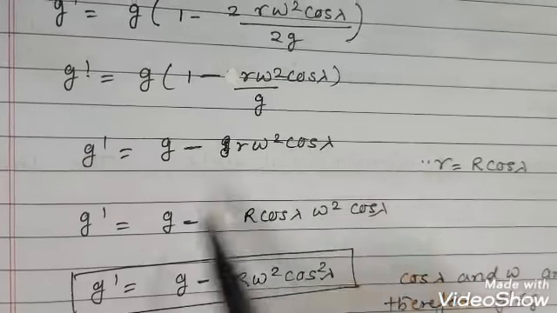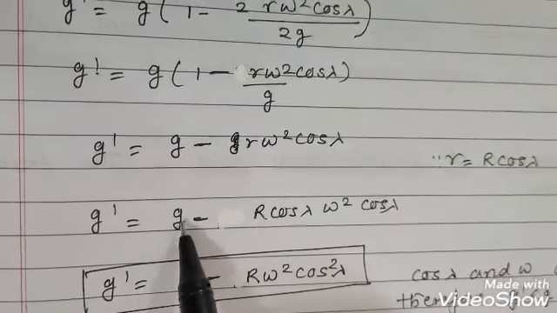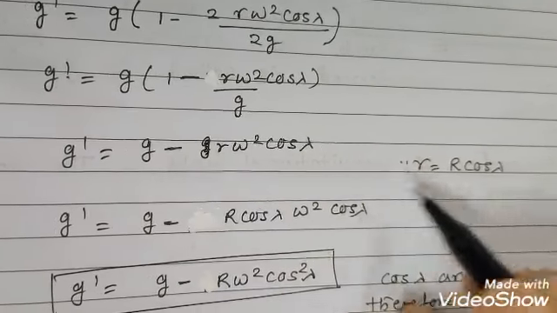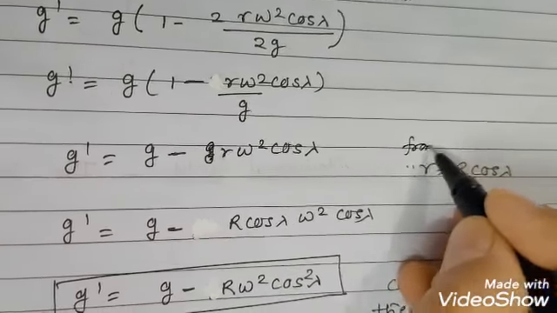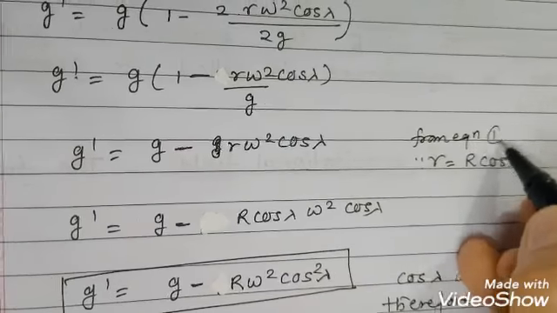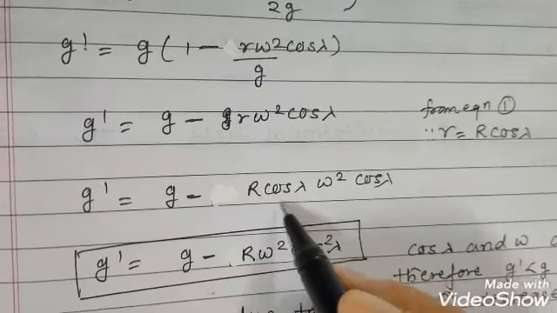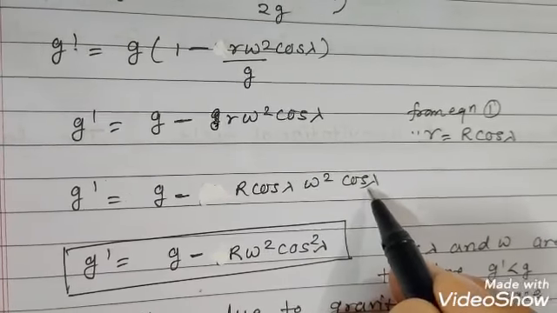Now what is g dash? g dash is g minus r, where small r we have already seen from equation 1. From equation 1 we can write r equals R cos lambda, so this is R cos lambda omega square cos lambda.